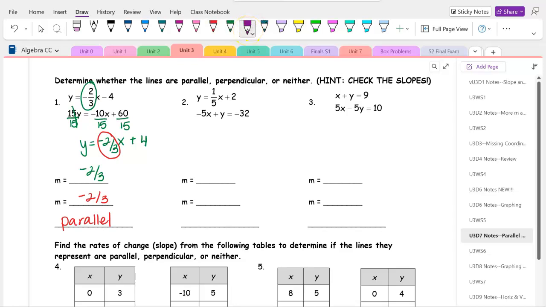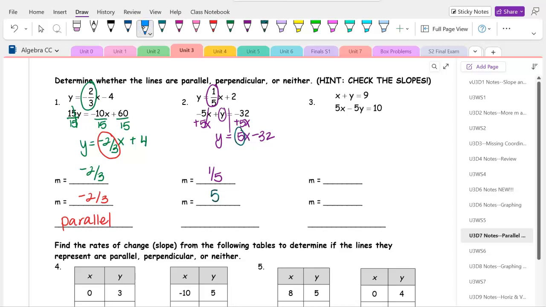All right, let's try it again. First equation, y equals. All right, so I'm in slope-intercept form. My m is 1/5. Now, my second equation, I still need to solve for y. So I will add my 5x over. Y equals, remember, you can't combine these, just bring your 5x down and then minus 32. Now we can see that our slope is 5.